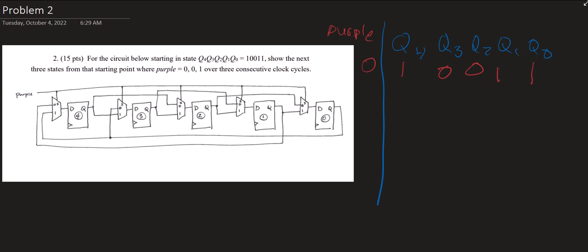Okay, so now on the next clock cycle, I was explaining to some people before we started. Oh, I bet it doesn't pick up my voice when I walk over here.